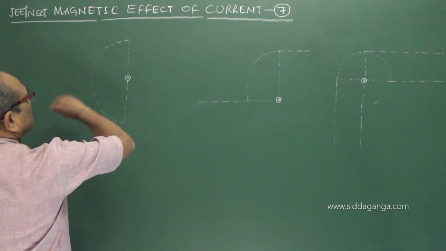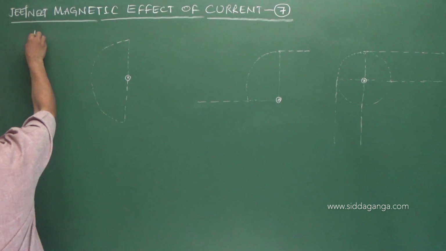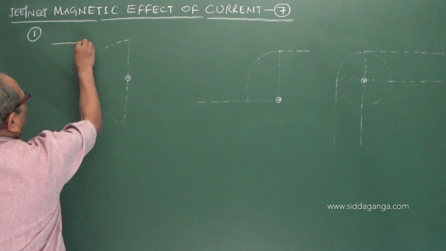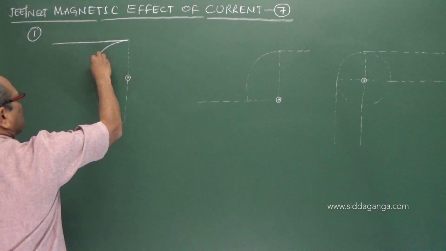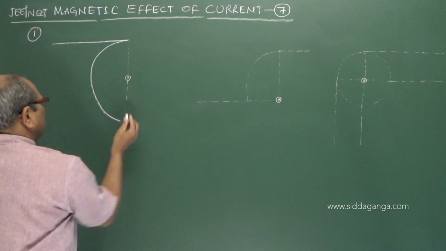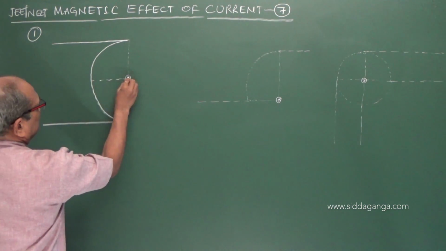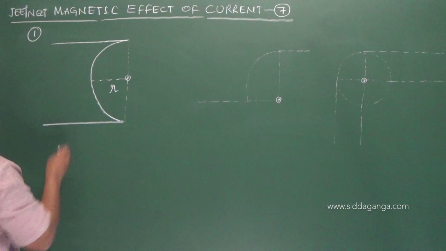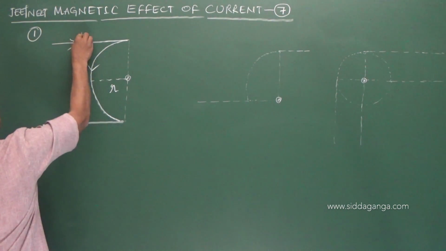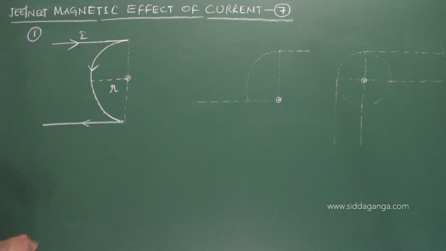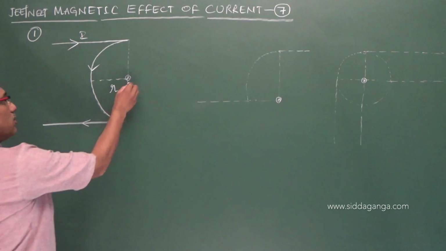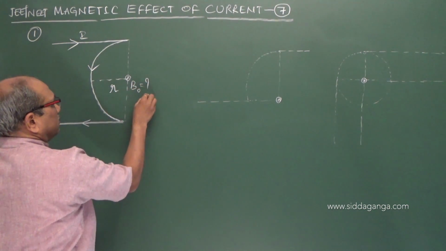Let us take example 1. Let the wire be bent in the form shown, and this is the radius R. If the current I is flowing in this wire, what is the field at the center is asked.